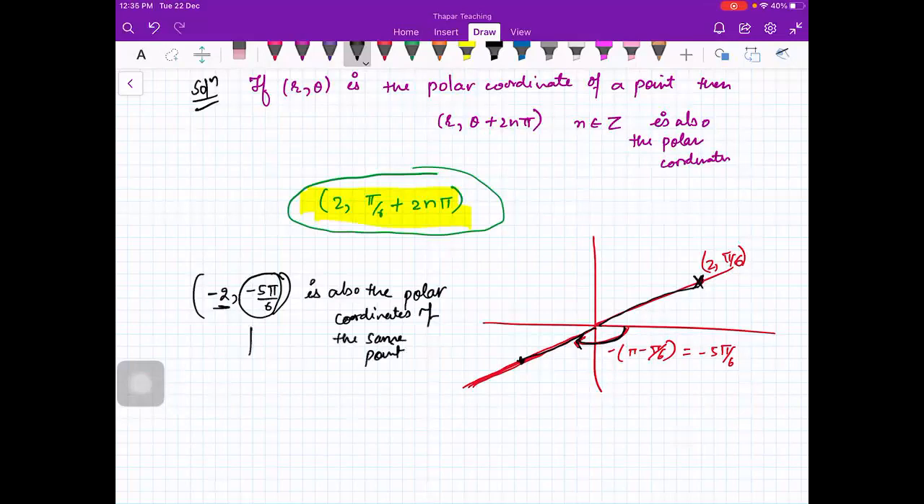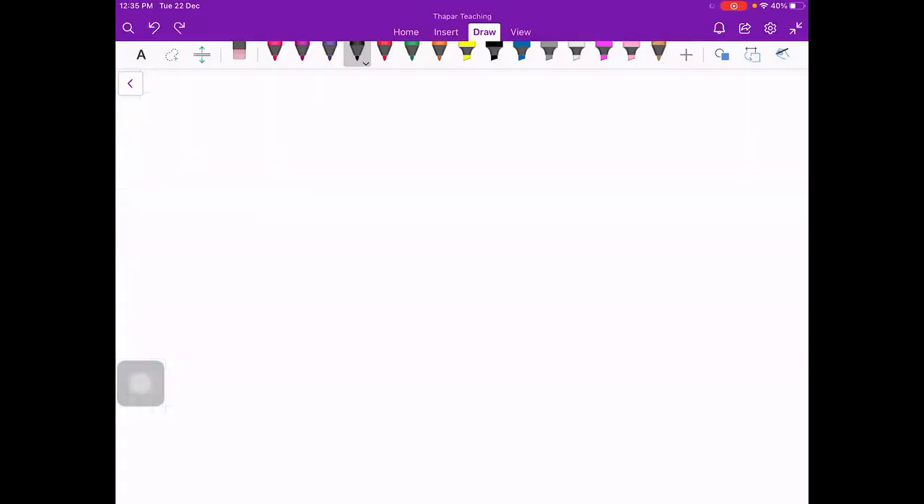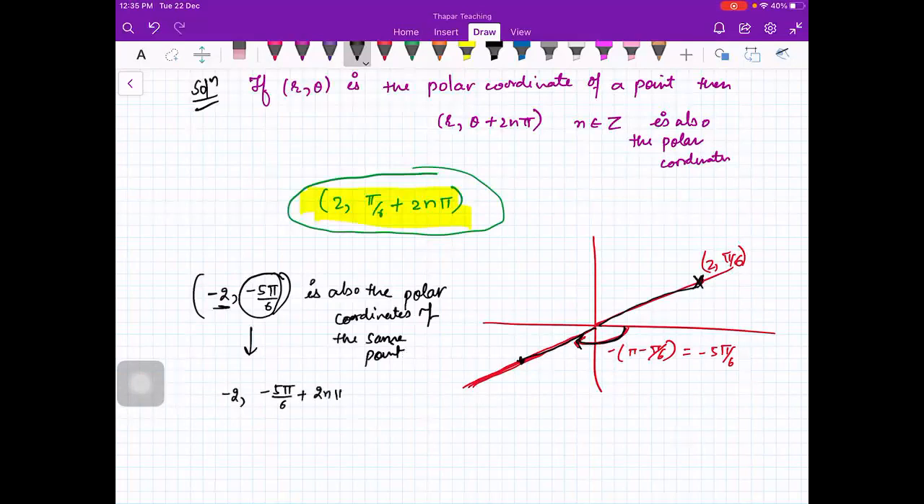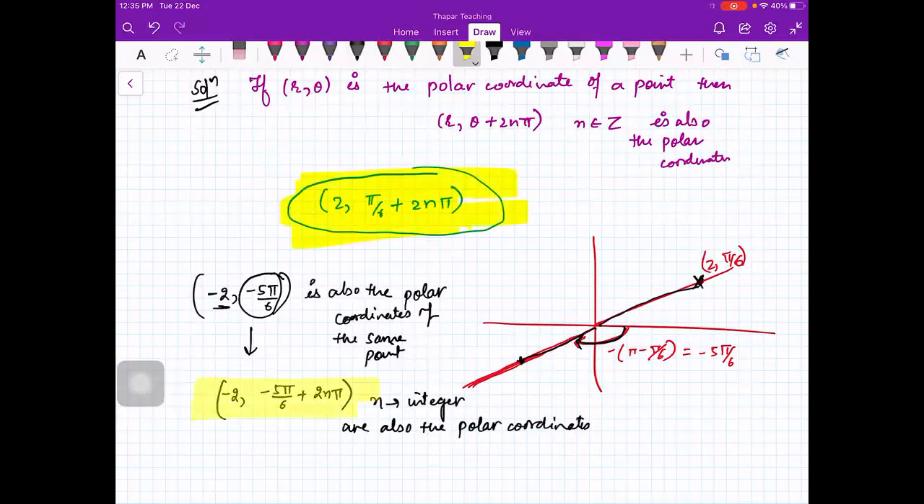So if this is the polar coordinate, then we know that -2 comma minus 5 pi by 6 plus 2n pi, where n is integer, are also the polar coordinates. So your answer is these are the polar coordinates and these are the polar coordinates for this point.